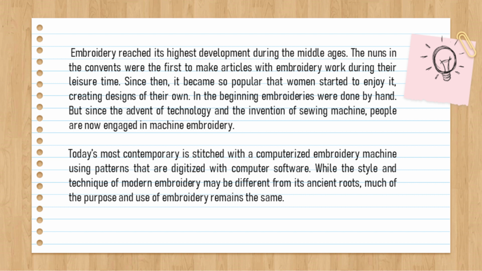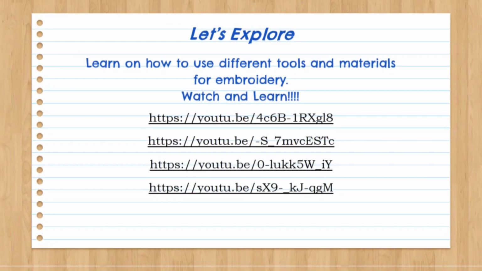In the beginning, embroideries were done by hand, but since the advent of technology and the invention of the sewing machine, people are now engaged in machine embroidery. Today's most contemporary embroidery is stitched with a computerized embroidery machine using patterns that are digitized with computer software. While the style and technique of embroidery may be different from its ancient roots, much of the purpose and use of embroidery remains the same.